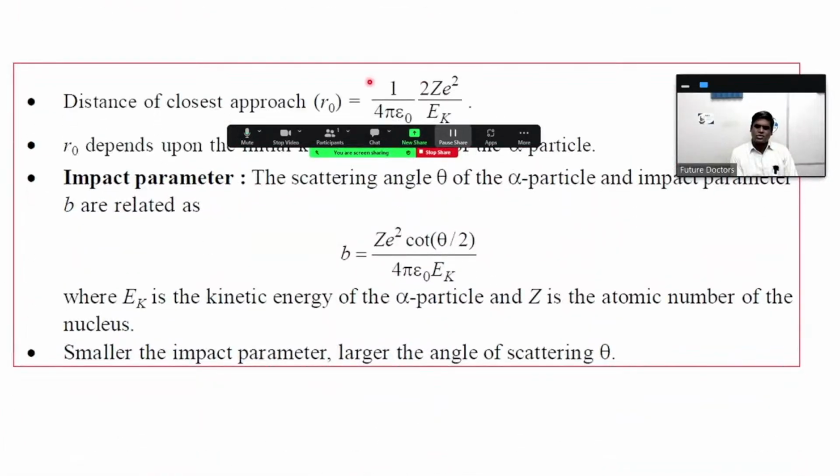The distance of closest approach formula is r0 equal to 1 by 4 pi epsilon naught into 2Ze squared by Ek. r0 depends upon the initial kinetic energy Ek of the alpha particle. Impact parameter. The scattering angle of the alpha particle and impact parameter are related as b equal to Ze squared cot theta by 2 by 4 pi epsilon naught Ek. Here Ek is the kinetic energy of the alpha particle and Z is the atomic number of the nucleus, and the smaller the impact parameter, the larger the angle of scattering.